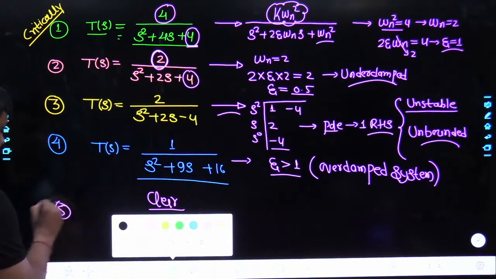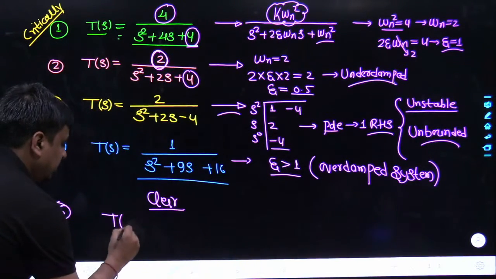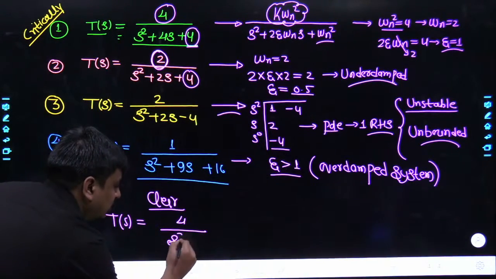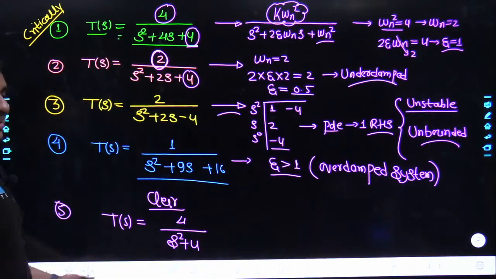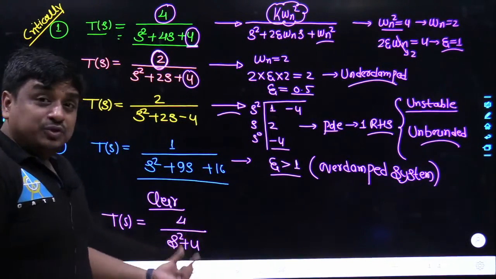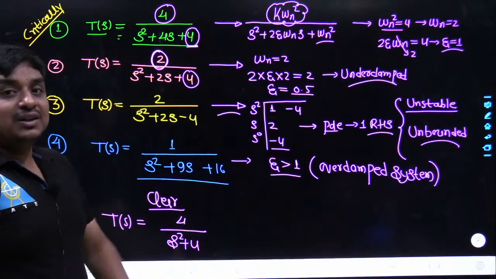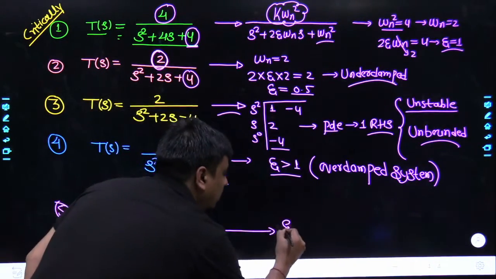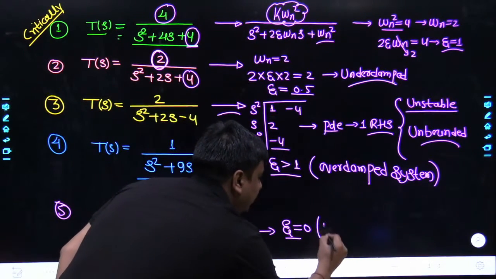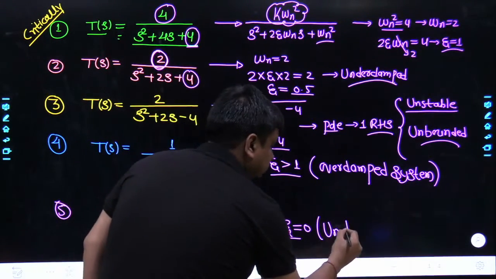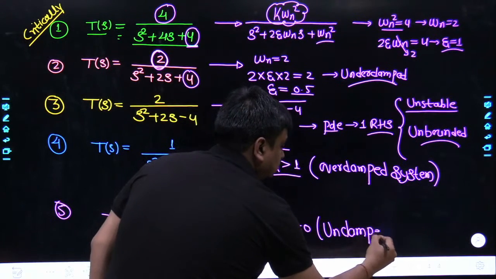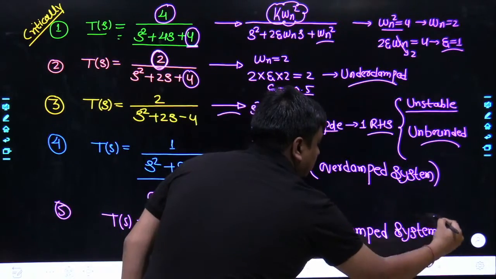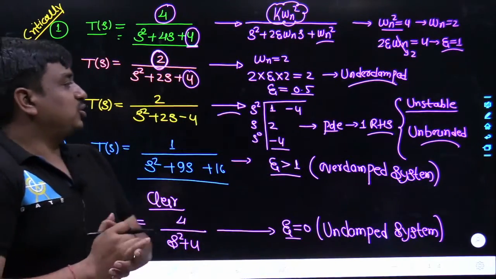So let me take the fifth question. And here the transfer function T of s is simply equal to 4 divided by s square plus 4. Which type of system is it? See, the component of 2 zeta omega n s is absent. What does it mean? The value of zeta is simply 0. It would be a case of an undamped system. This would be the case of an undamped system.